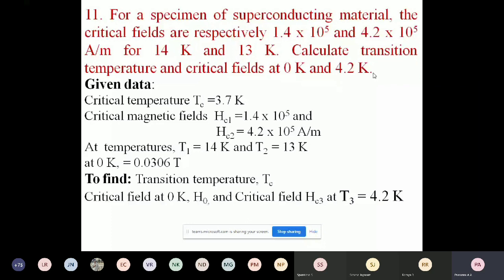Right. Critical temperature is given, critical magnetic fields, two values have been given, that's why I am taking Hc1, Hc2, and then temperatures T1 and T2. Hc1 is the value at T1, Hc2 is the value at T2. And at 0 degree Kelvin, it is 0.0306 Tesla. Okay. We have to calculate transition temperature Tc, critical field at 0 degree Kelvin, H0, and critical field Hc3. These are the values to be calculated.